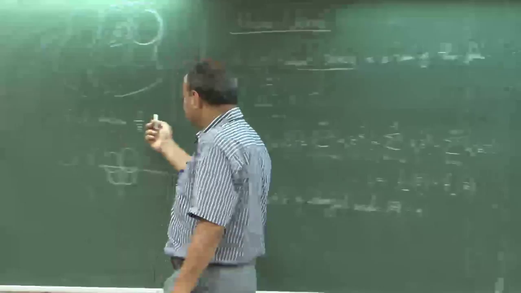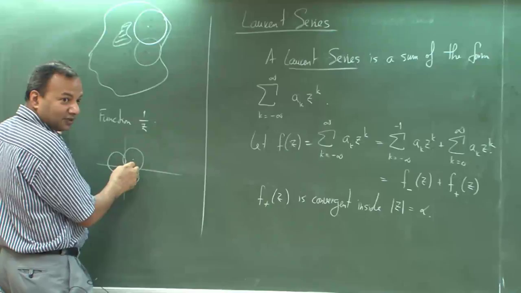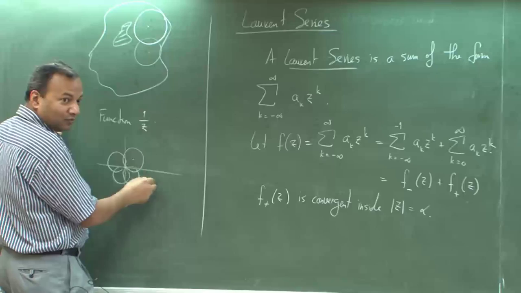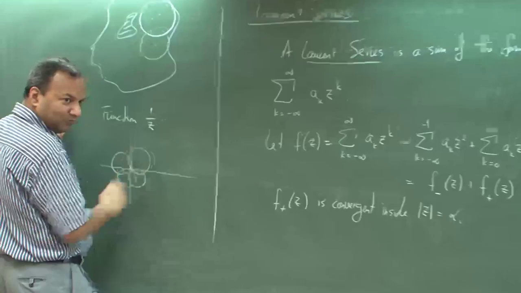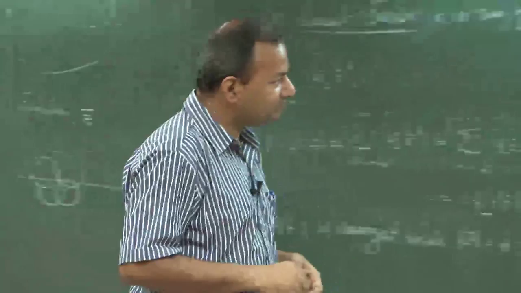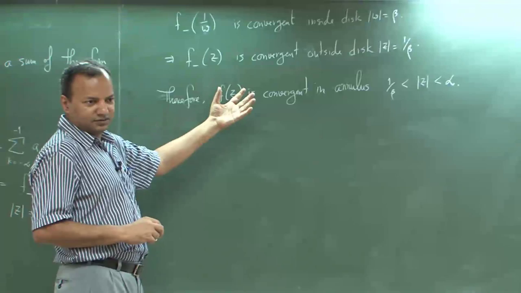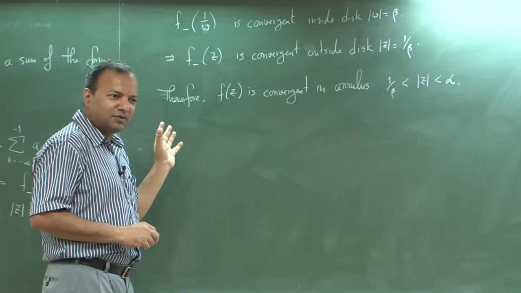Coming back to this example, what is the annulus of convergence for this? 0 to infinity. So, it is basically convergent everywhere except this single point 0. So, that is punctured out and that becomes an annulus. Okay. Now, what about outside this annulus? Is this convergent? Can it be convergent anyway?